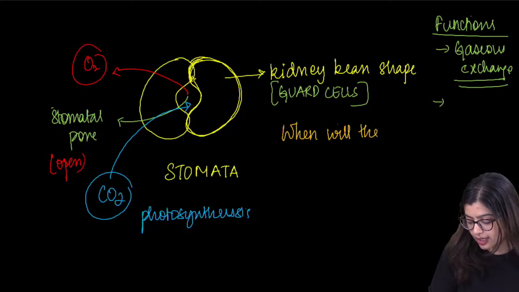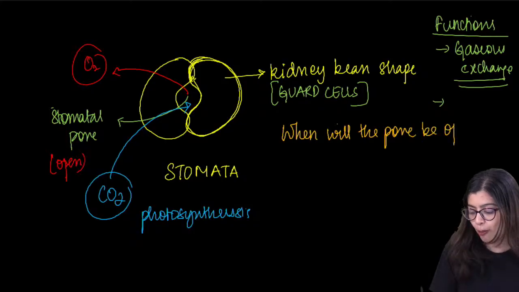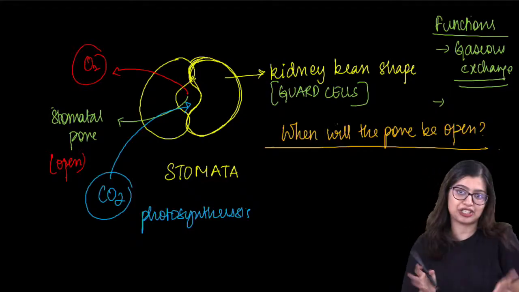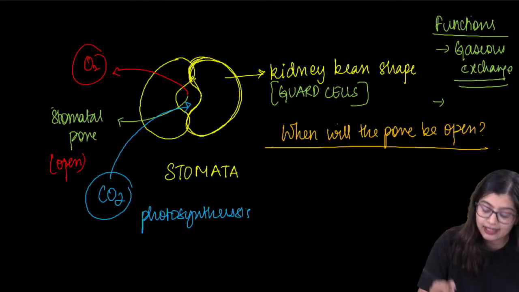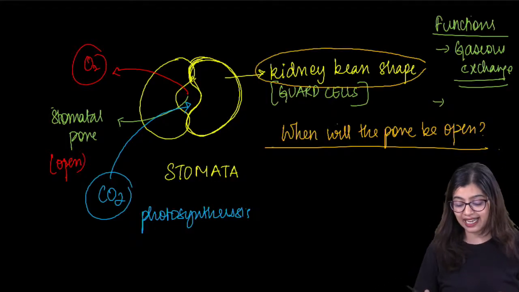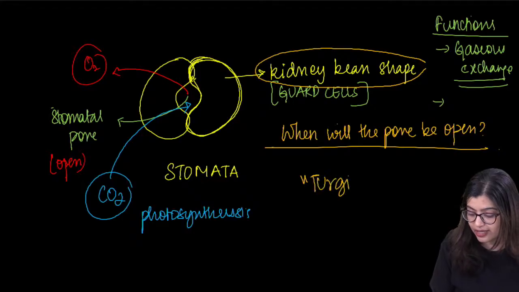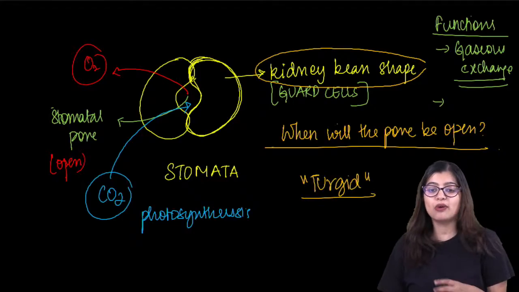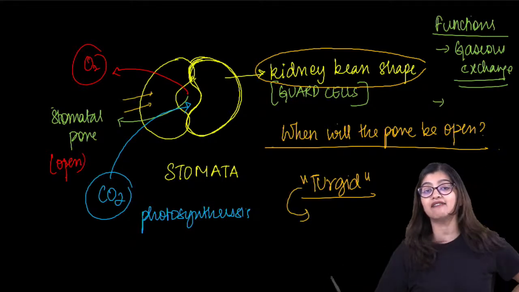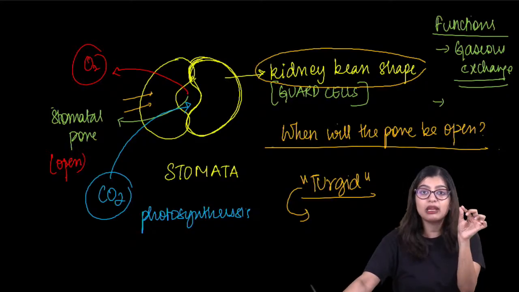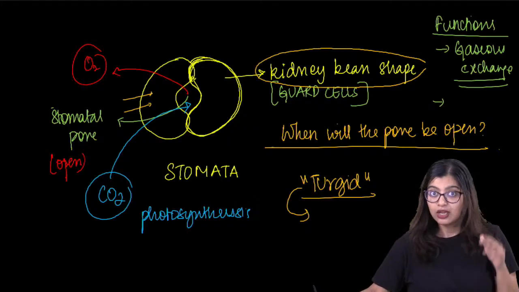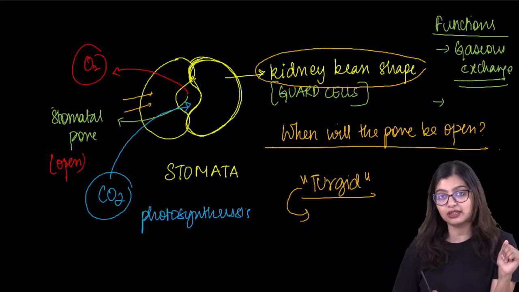When will the pore be open? What will help in making sure that the pore is open for gaseous exchange to happen? We see that the pore will be open when these kidney bean shaped cells, the guard cells, are turgid. So guard cells should be turgid. Now what do I mean by turgid? Turgid means that water has entered and the cells have a definite shape. So cells will be turgid when water enters into the cell by the process of osmosis. So that is what we understand as cells being turgid.